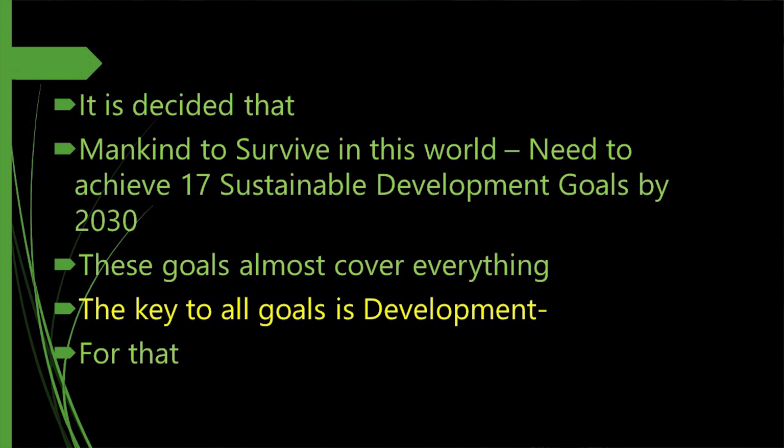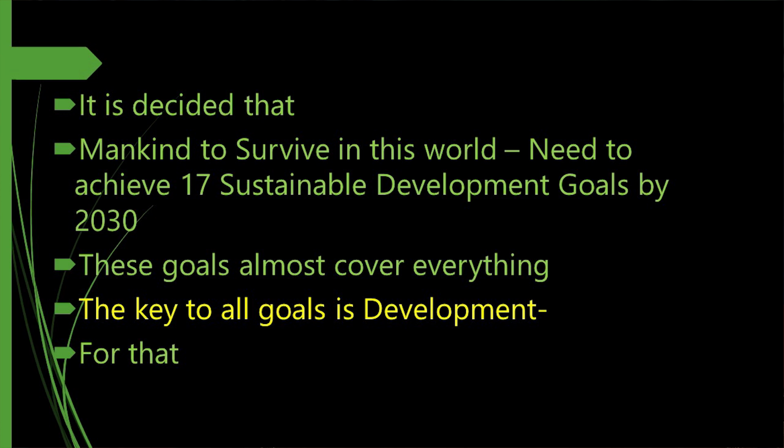Okay, I will start with the thinking. It is decided that mankind has to survive in this world. When it has to survive, it needs to achieve goals. The UN has given 17 Sustainable Development Goals, the SDGs. First there were the MDGs, and we were unable to achieve the MDGs. Now they have given us 17 sustainable development goals.